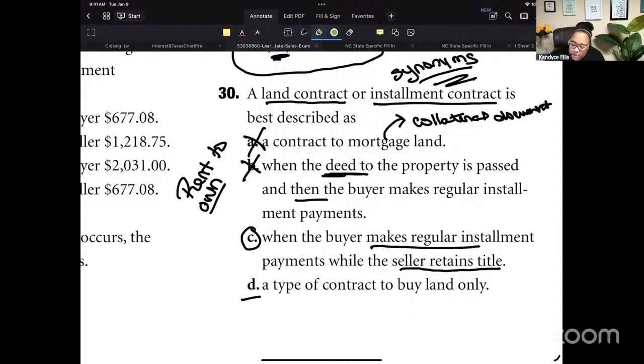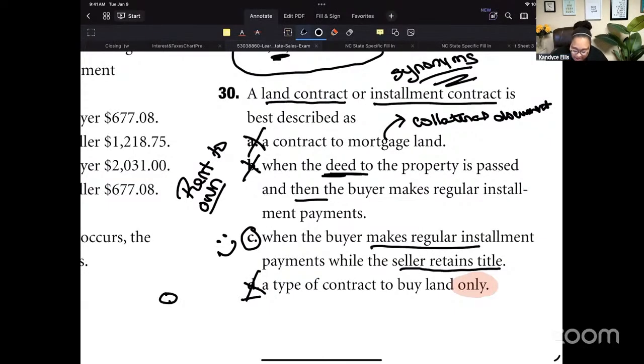And hopefully you all got to this and you said only. Oh, you don't like that word only because that's not true. You can do an installment land contract even if there is an improvement like a house on the property. You can still use it. So that's not our answer either, making our answer C, when the buyer makes regular installment payments.